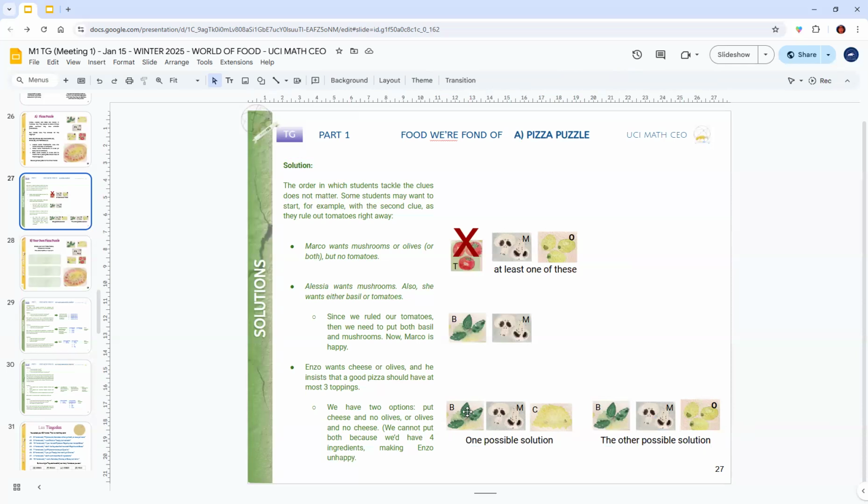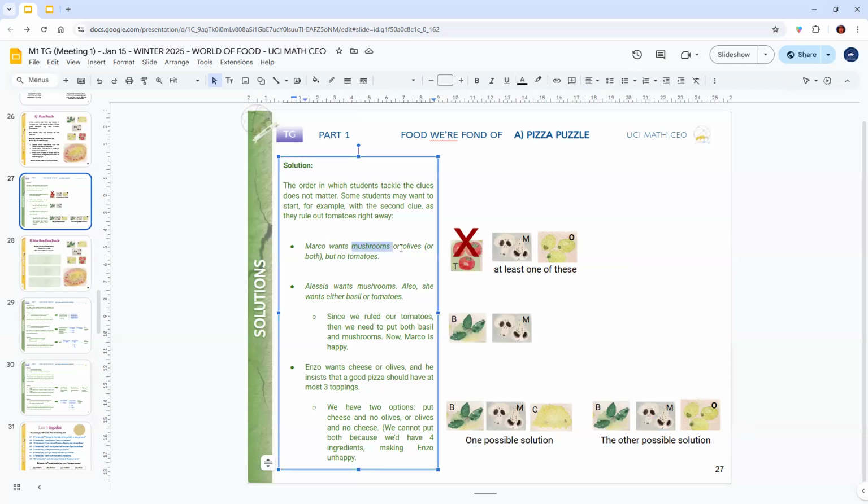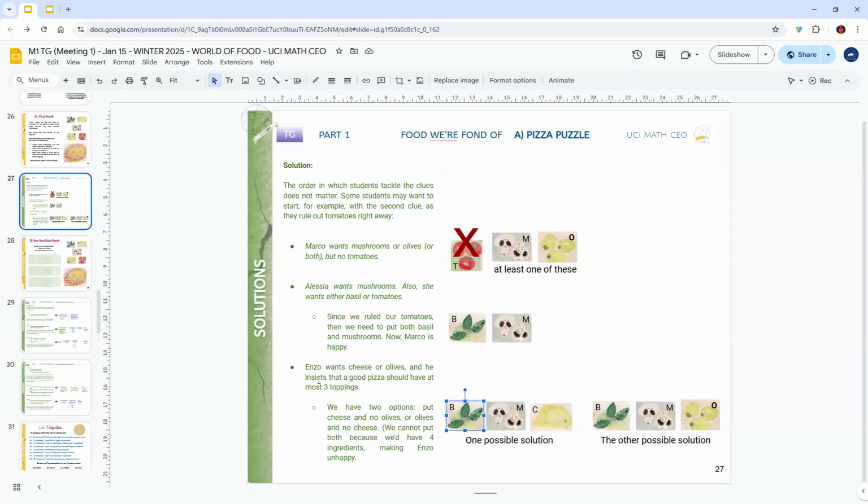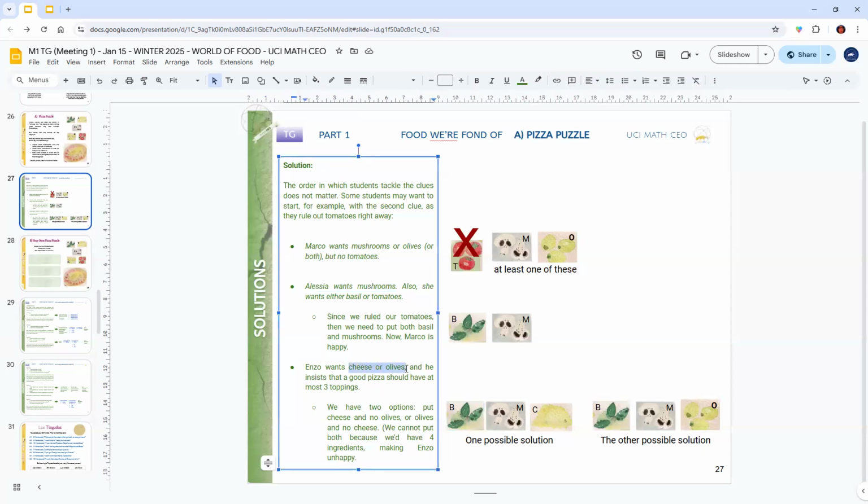Let's make sure that they work by reading the clues again quickly. First clue, M or O. That's good, we have M, and no T, that's good. Second clue, M, and B or T, that's good, we have B. And final clue, C or O, that's good, we have C. And no more than 3 ingredients, that's good. It'll be the same for this solution.